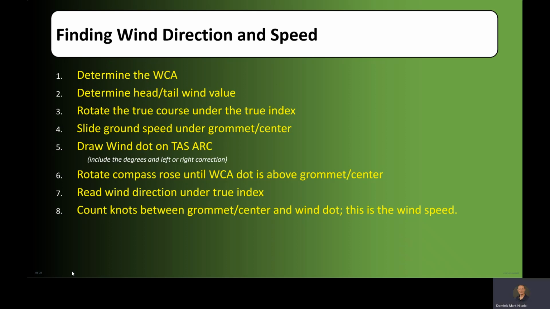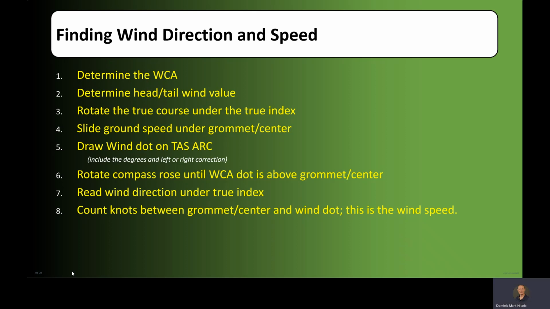We're going to draw a wind dot on the true airspeed arc. Remember, when we draw the wind dot on the true airspeed arc, we're looking at that wind correction angle, so many degrees left or so many degrees right of the index line. Okay, we'll go over some examples here, don't worry. And then we're going to rotate the compass rose until the wind dot is above the grommet.